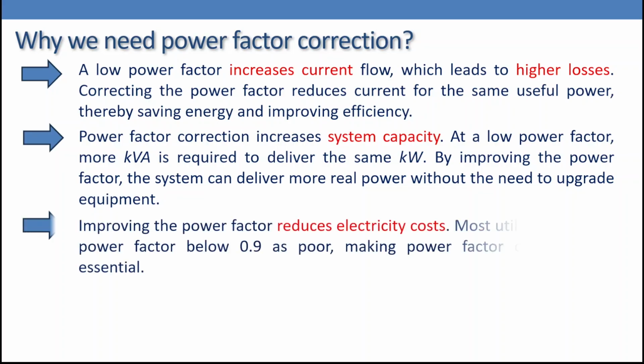Point number 3. Improving the power factor reduces electricity costs. What do you mean by that one? Most utilities classify a power factor below 0.9 as a poor power factor. So improving the power factor is a must. For example, if you have heavy industry and your power factor is 0.85, this means that you are going to have a penalty. So it is a must to have a power factor correction or power factor compensation to improve the power factor above 0.9 or 0.95. At that time, you are going to reduce the current taken from the source and you are going to reduce the apparent power drawn from the source.